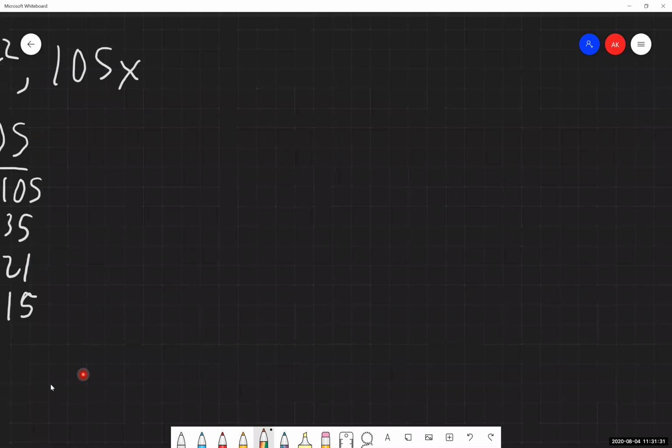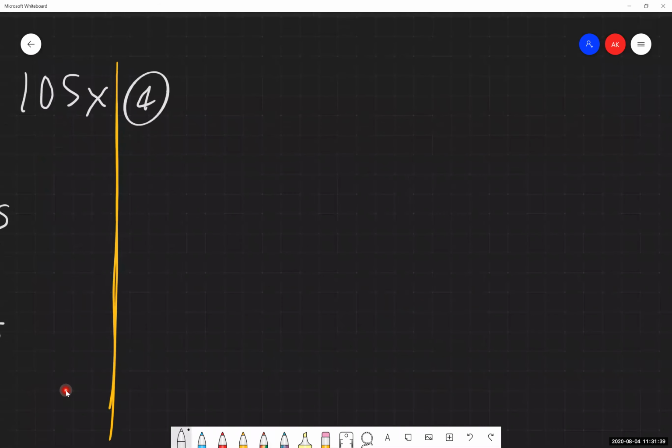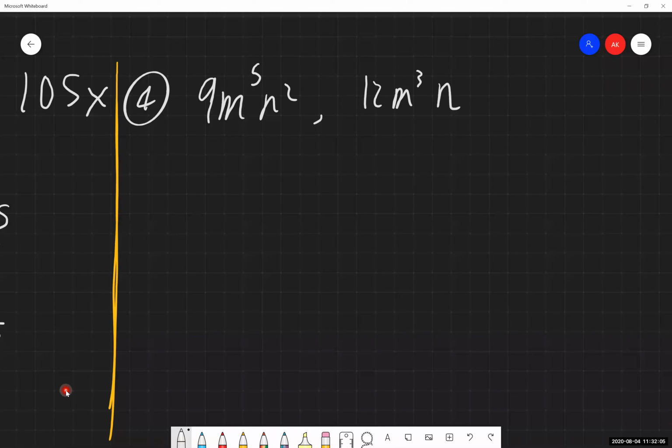Let's take a look at our last example. So we have 9m to the 5th n to the 2nd, and then we have 12m to the 3rd n. So again, we're trying to find the greatest common factor. So I'd recommend work with the numbers, then the m's, and then the n's.